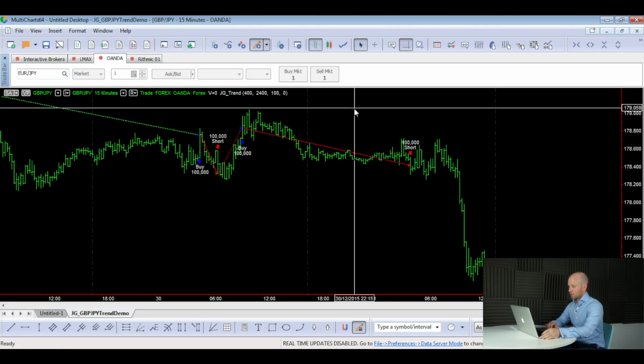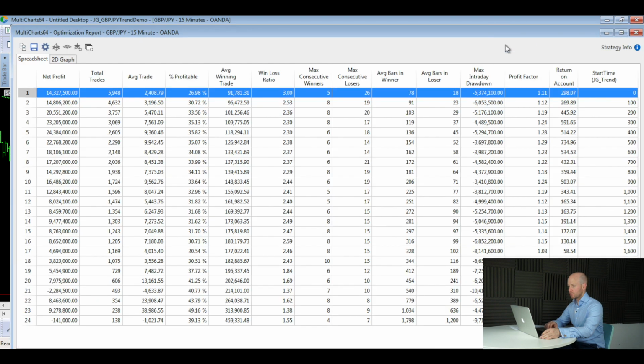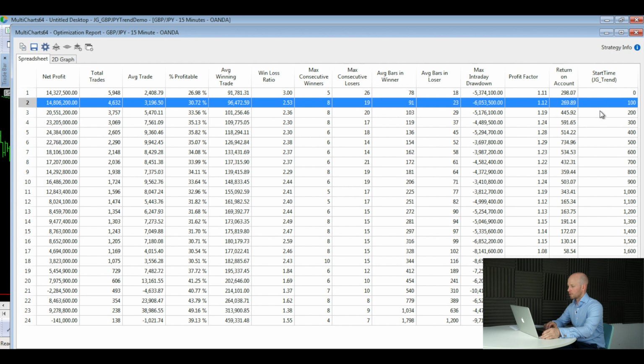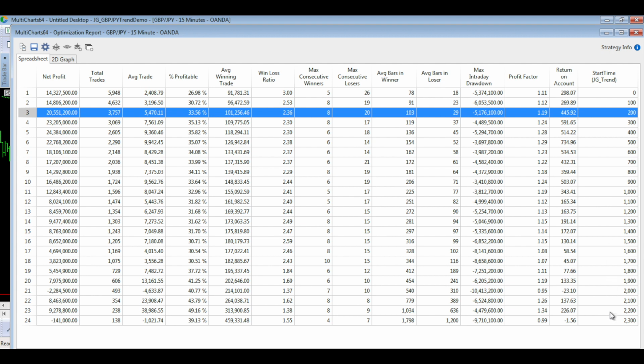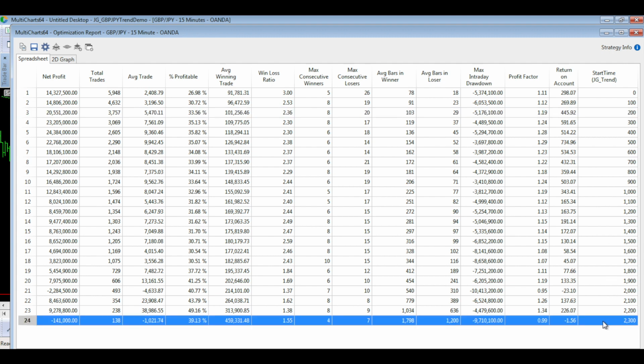So the next chart we'll look at is the same chart, but what we've done is an optimization to look at what the best starting time is. The end time is midnight, and we're going to run an optimization to see where we start trading. And you can see on the right hand side here, we go from 0, 1, 2, these 200, this is just 2 o'clock in the morning, right the way through to 2300. And you can see that the total number of trades gets less, obviously, as we start to trade later, because it allows less time for the trade to happen.